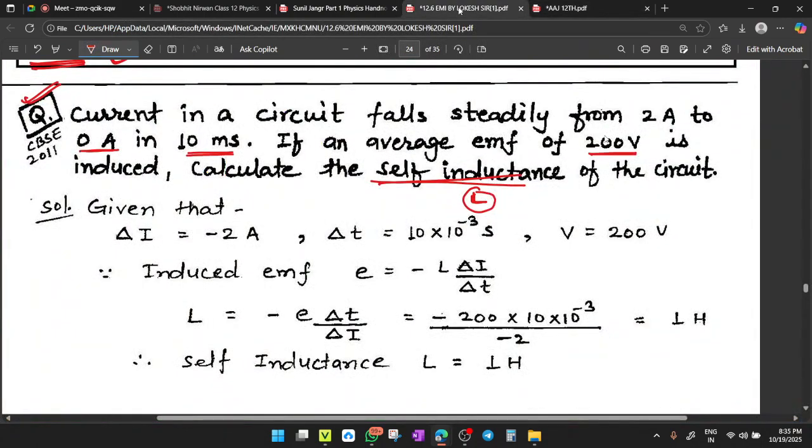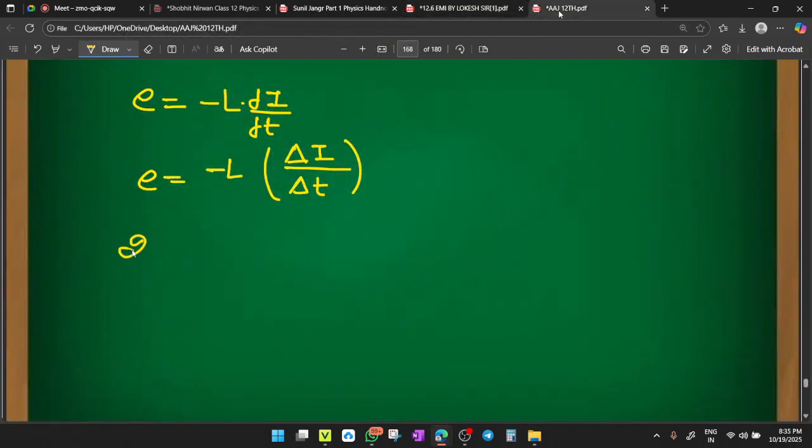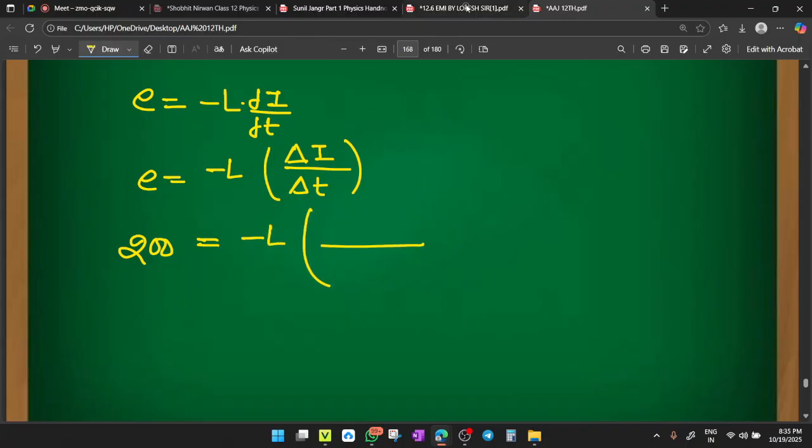So it has been given here. What is the amount of EMF produced here? This is equal to 200 volt. Okay, so 200 volt is the voltage. L we have to find. Now, change in current upon change in time.